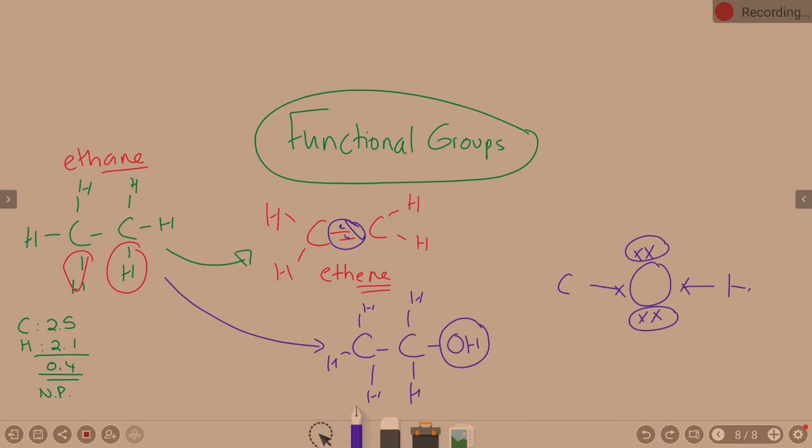I have lone pairs. Do you think that these lone pairs are going to get attracted to something else? They're electrons at the end of the day. They will. So will this molecule be reactive or not? Did I add functionality to this or not? Now, it does add functionality because I have an OH group there. Do you think it will be soluble in water?